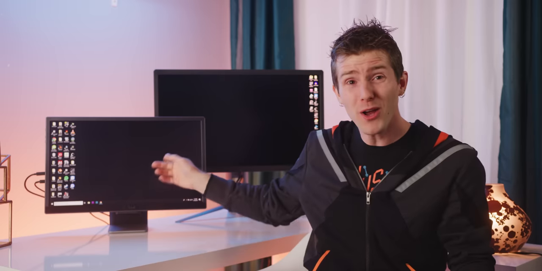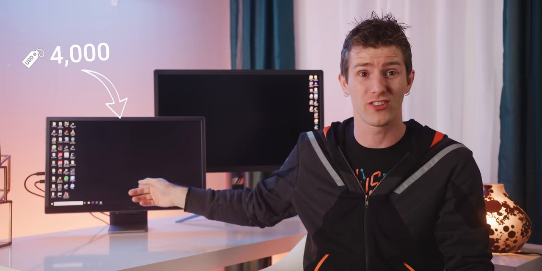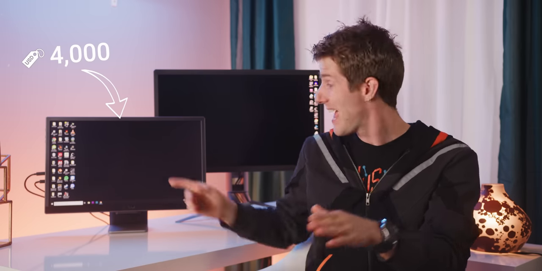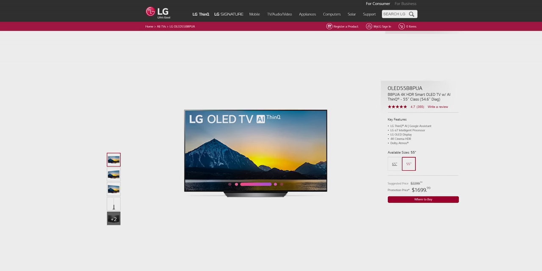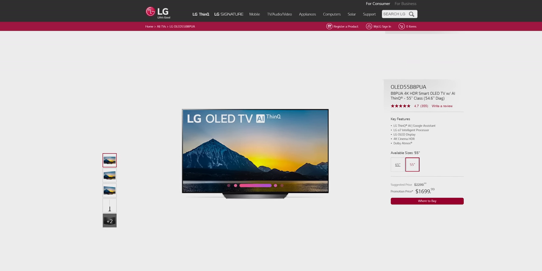Because ASUS is charging $4,000 for this thing. And no, not ringgit, or yen, or rupees. I'm talking 4,000 freedom dollars. So to put that in perspective, at that price, I could buy a 55-inch LG B8 4K OLED TV, burn it into oblivion, and then buy a new one.